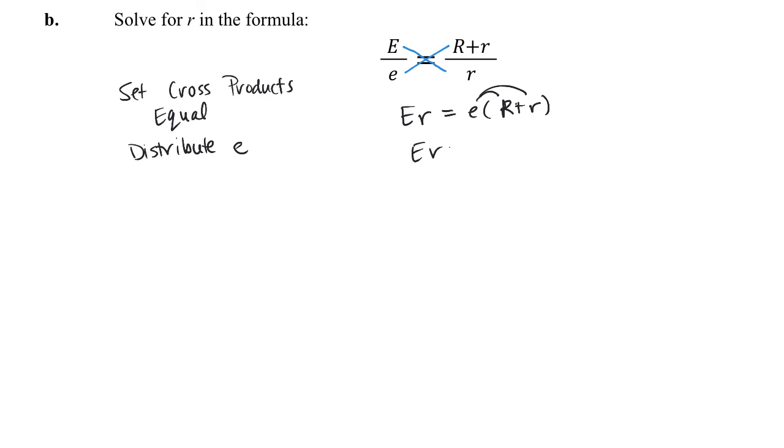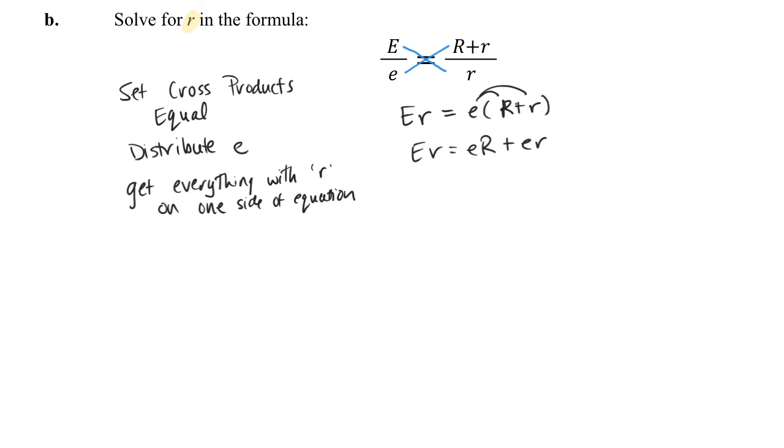We've got ER is equal to E capital R plus E smaller case r. And since in this problem we're trying to solve for small r, what we want to do is get everything with a small r on the same side of the equation. So we want everything with an r over to one side, so I'm going to subtract ER from both sides, and I would get capital ER minus lowercase er is equal to E capital R.